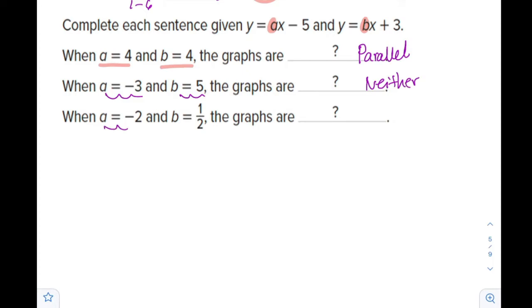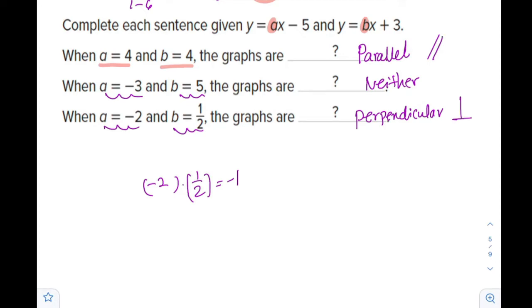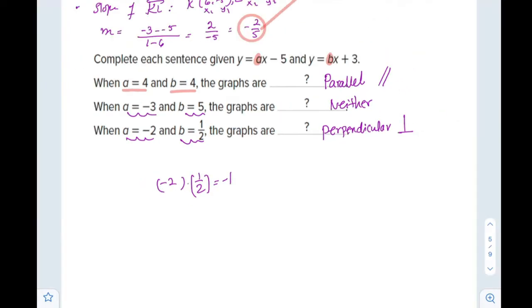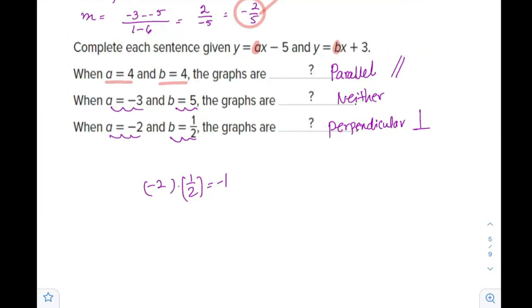Now for the third case, -2.5, if you multiply, as you see, they are negative reciprocal. And if you check and multiply them, you will have -1. That means they are perpendicular. So here, this is the short form. You can say they are parallel. Here we can write it this way, parallel. And these are perpendicular. So the slope is a very important factor to determine.